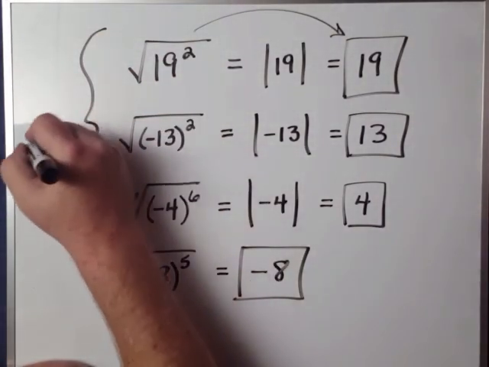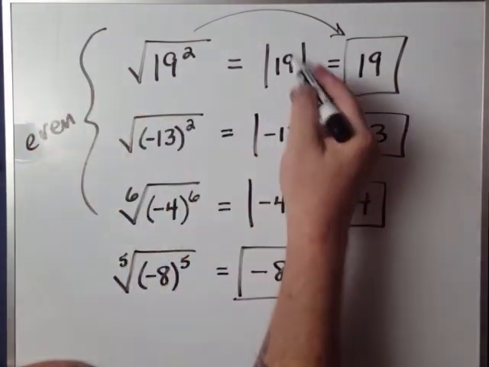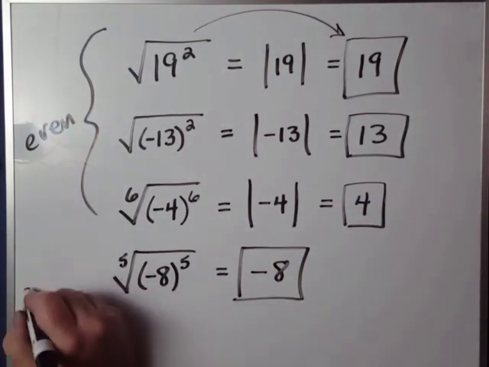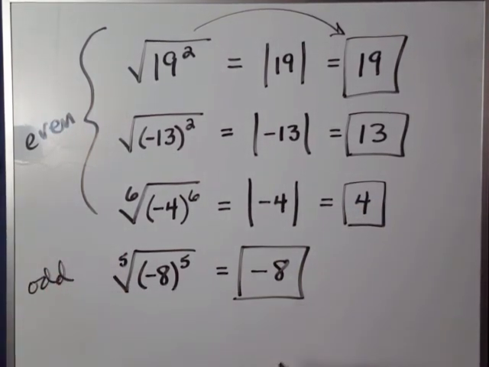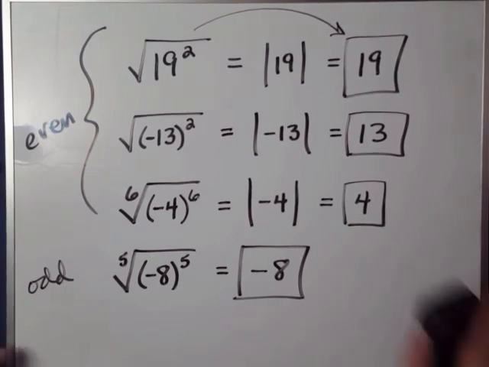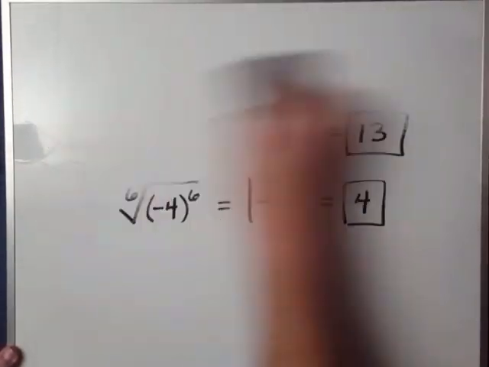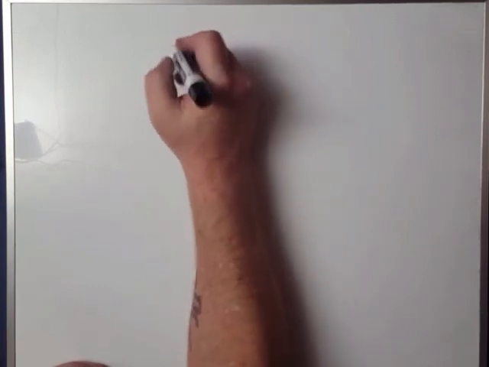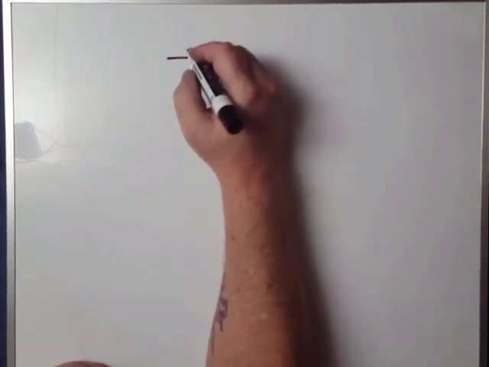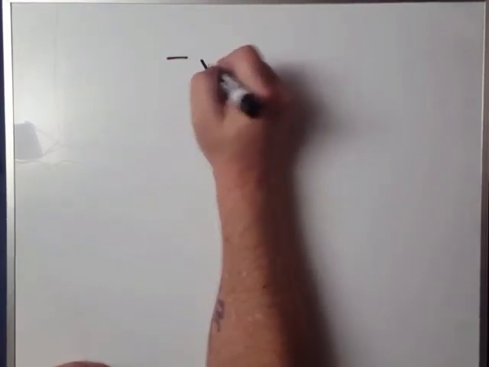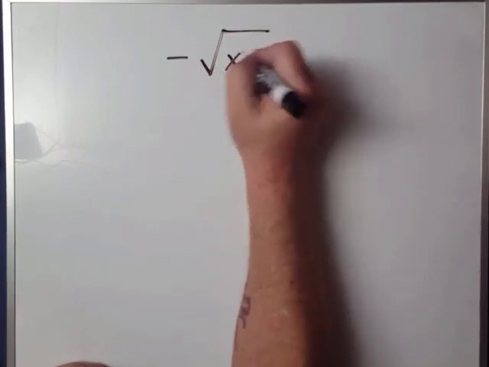Notice these were all even, and so we use the absolute value. This last one was odd, so it's just the base itself. Number 122. Again, the instructions say simplify each root.